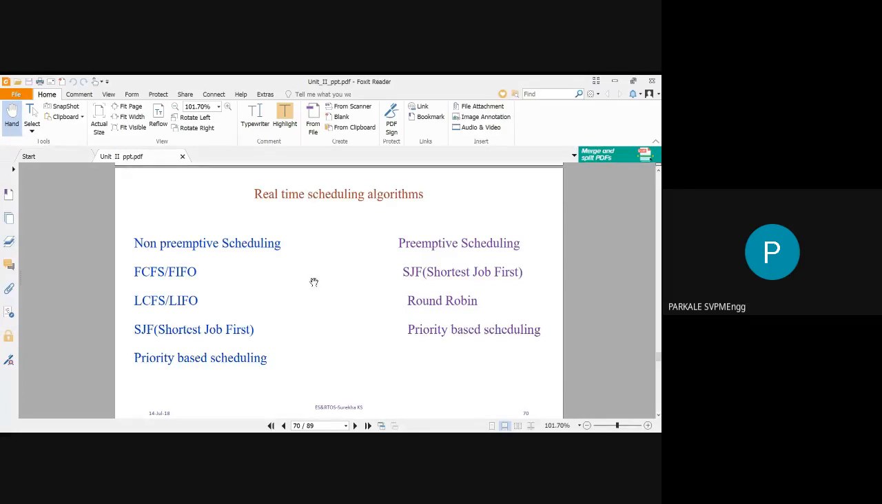Okay. So can anybody tell me the difference between preemptive and non-preemptive scheduling? Hello, Deshmukh. Can you tell me the difference? What is non-preemptive scheduling? Okay, no problem. I will just repeat that.